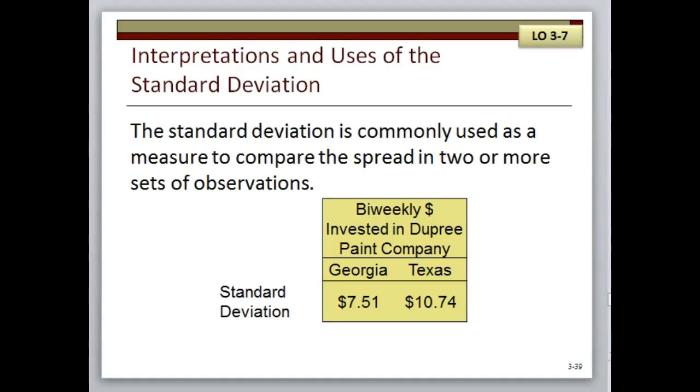The standard deviation for the Georgia group of employees indicates that the amounts invested by them are not dispersed as much as those in Texas, because the Georgia group standard deviation of $7.51 is less than the Texas group standard deviation of $10.47. Since the amounts invested by the Georgia employees are clustered more closely about the mean, the mean for the Georgia employees is a more reliable measure than the mean for the Texas group.